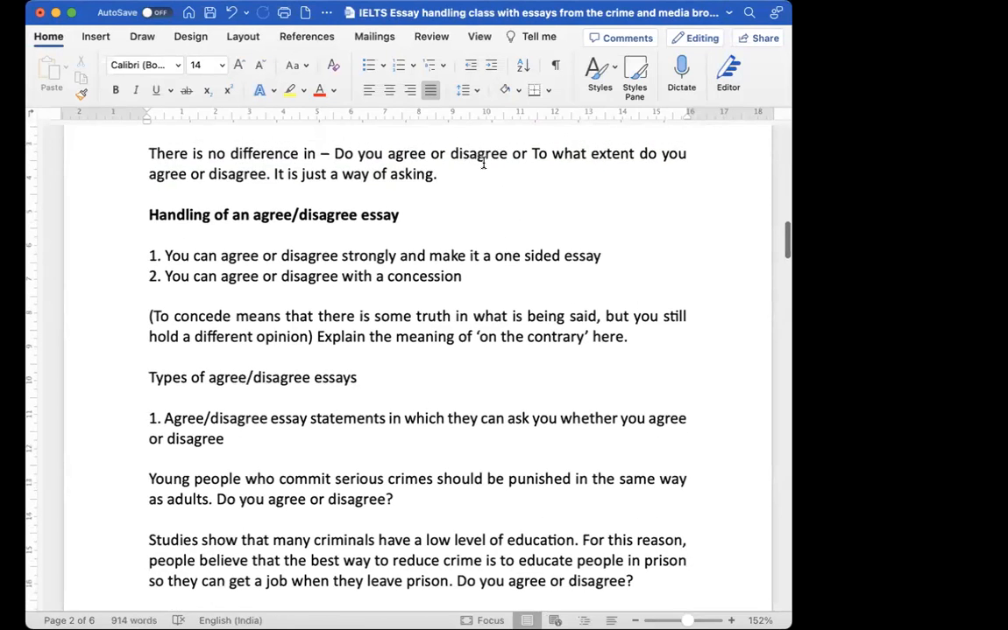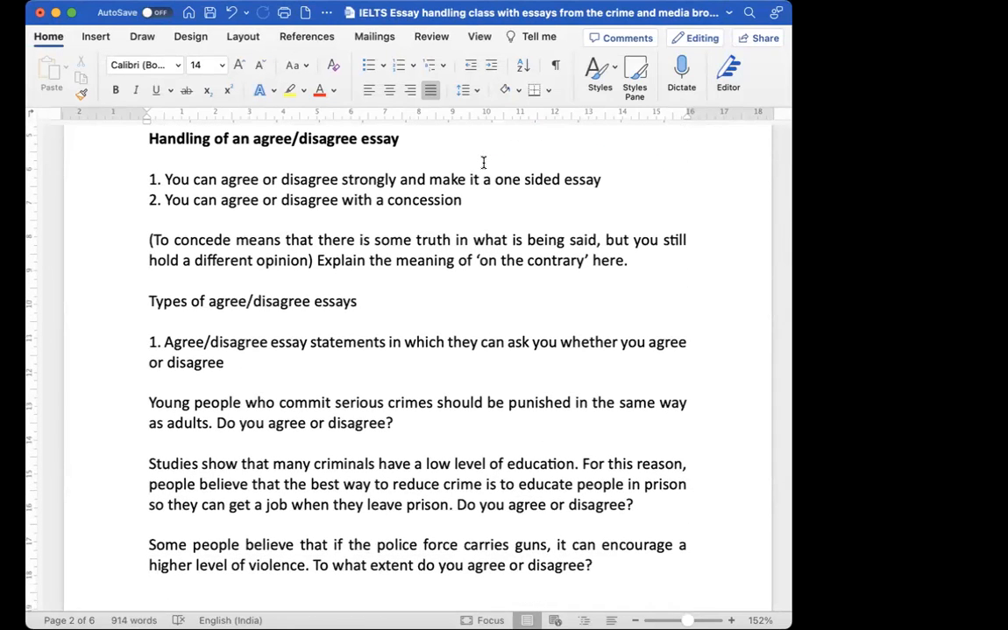Okay. Now, how do you handle an agree, disagree essay? Now be attentive, all the students. How do you handle an agree, disagree essay? You can handle it by agreeing or disagreeing strongly. This is the first approach. You can agree or disagree strongly and make it a one-sided essay. Or you can agree or disagree with a concession.